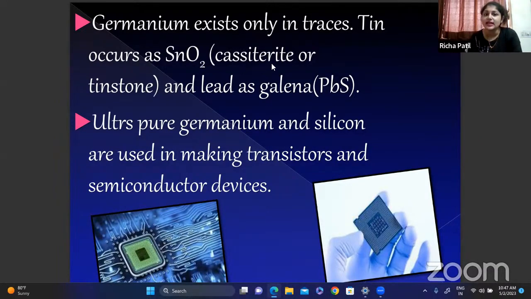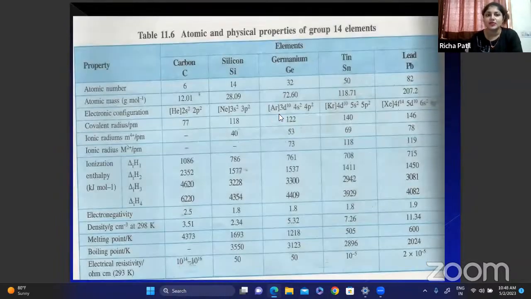Then tin occurs as cassiterite or tin stone, and lead as galena. So remember these forms. Then pure germanium and silicon are used in making transistors and semiconductor devices.